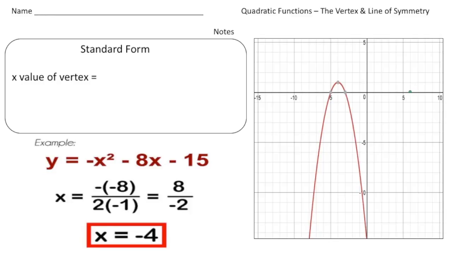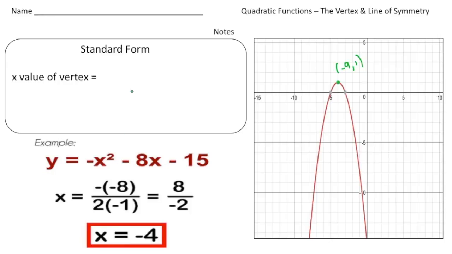Alright, so where exactly is the vertex on this graph? Well, the vertex is located right here, and the location of this point is at -4 and +1. And there's a way to determine that point without graphing it. Here we have the function y equals -x squared minus 8x minus 15. And notice it's already in standard form, and that's the first part you have to know: we want to write the function in standard form.